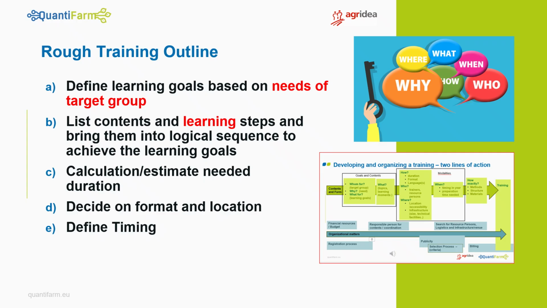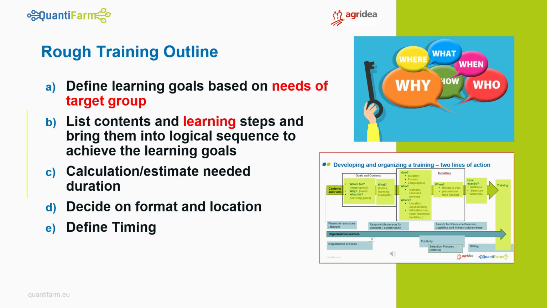Is that an online training? Should it be on-site, or could it be a combination of both? Should it be delivered in one single block, or is it better to divide it in smaller sessions and therefore allow for intermediate exercises or the application of the learned in the individual setting? This is also then a good moment to set the minimum and maximum number of participants that you would allow and that you would need to conduct the training.